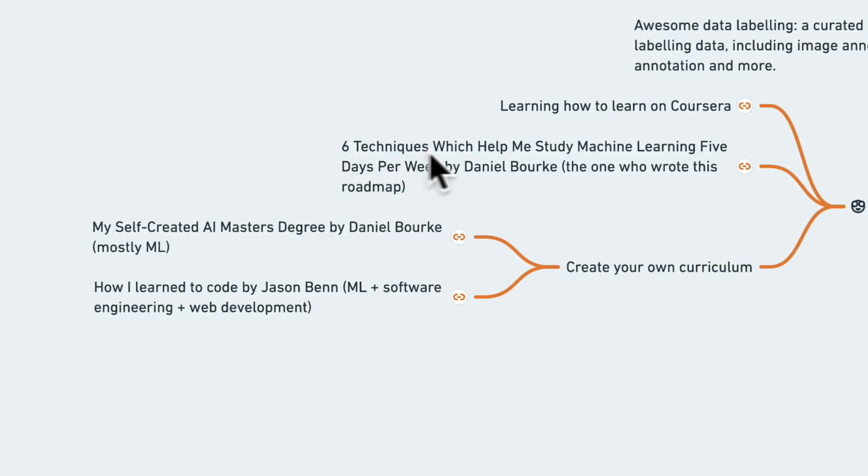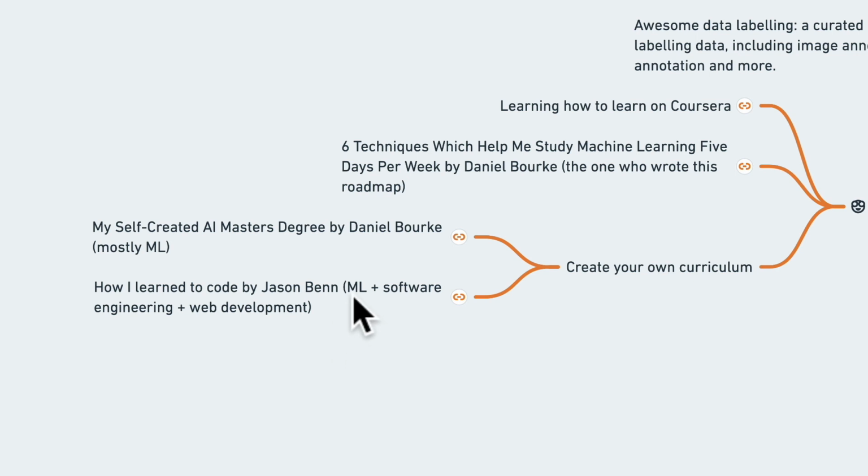This is what helps me study machine learning 5 days per week. And then if you want to create your own curriculum, as I said, this is my self-created AI master's degree. But if I was to do it again, I'd probably do something more like this by Jason Ben, learning machine learning plus software engineering plus web development. These two, software engineering and web development, are basically all about getting things into people's hands.